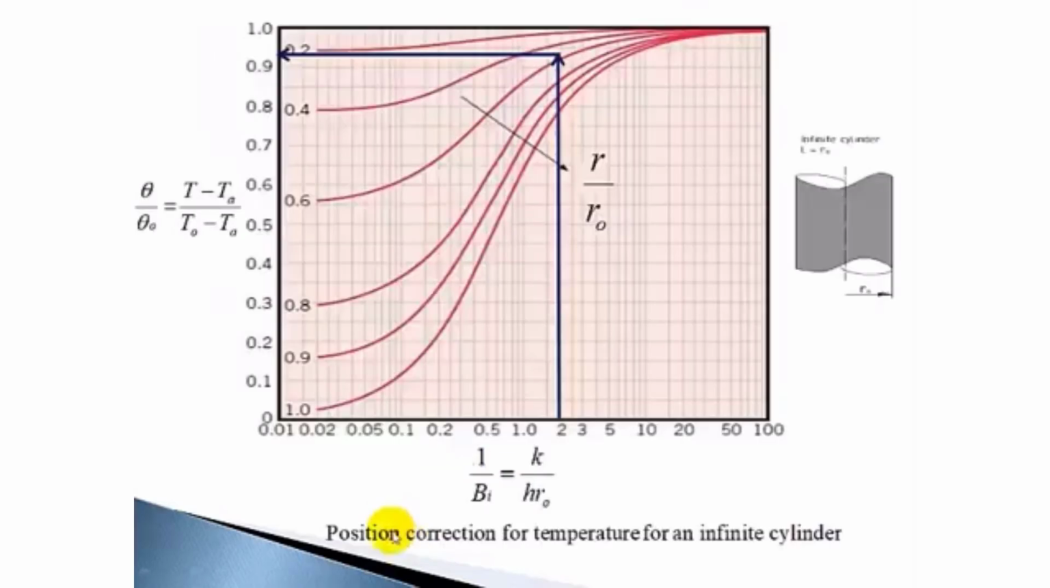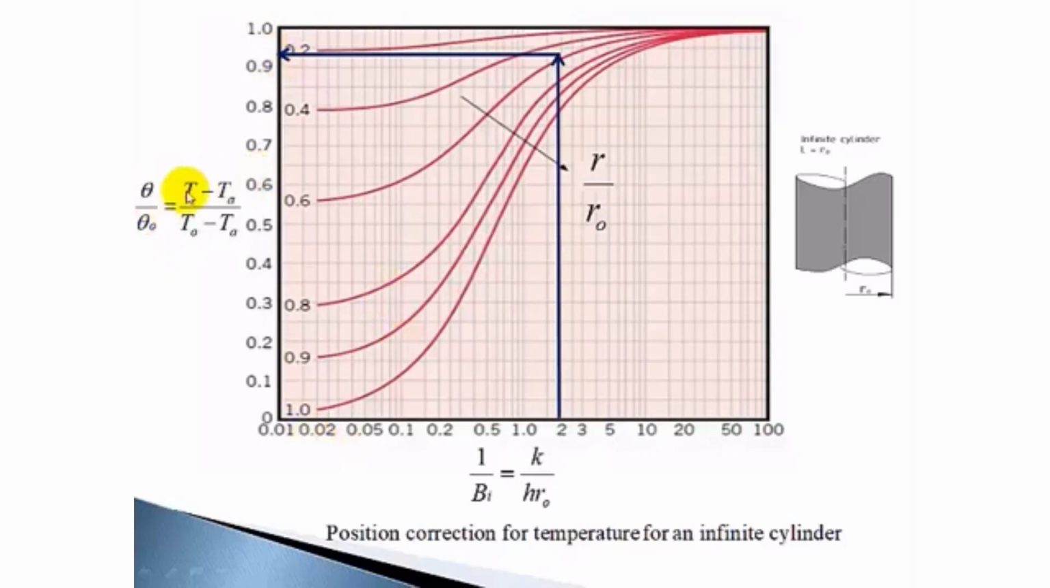Let's use the position correction for temperature for an infinite cylinder. 1 by Biot number you know: Biot number was 0.5, so 1 by Biot number was 2. So 2 is exactly here. From 2, what is the value of R by R naught? 0.5. So 0.5 is between 0.4 and the curve 0.6, at the center of these. Produce that to 0.5, and from there just draw a horizontal. That gives approximately 0.93. So that is theta by theta naught.